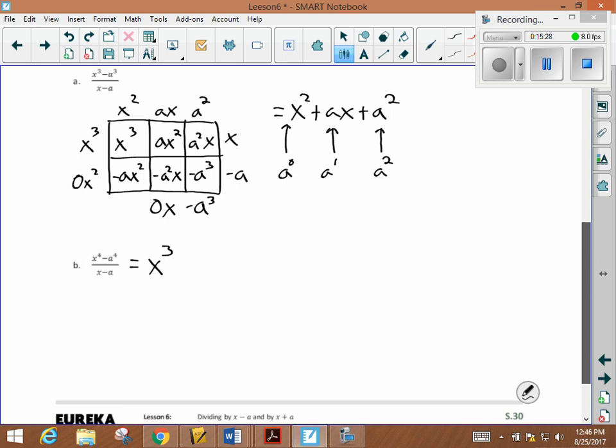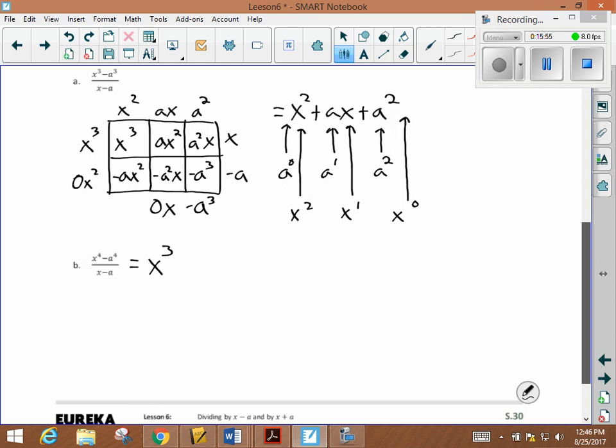Cool. And what's going on with x, right? For our x, this is x to the second power. This is x to the first power. And it turns out that there is an x there. It's invisible because it's x to the 0 power. So look at that. Our powers of a are ascending, while our powers of x are descending.